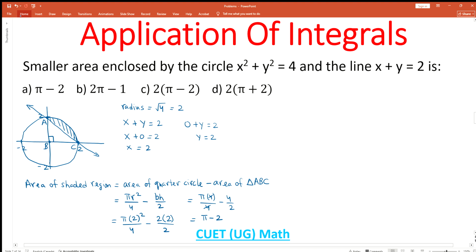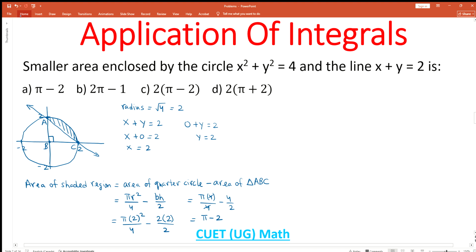The other way is to use integration to find the area of the shaded region. As you can see, this shaded region lies between x values 0 and 2. We can use definite integral to find the area of the shaded region. For this shaded region, 0 is the lower limit and 2 is the upper limit along the x-axis.